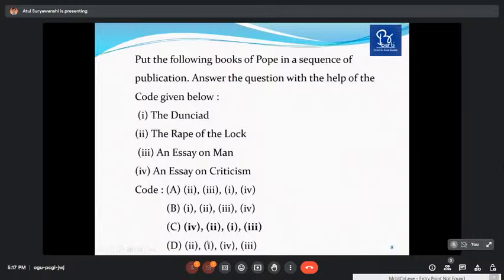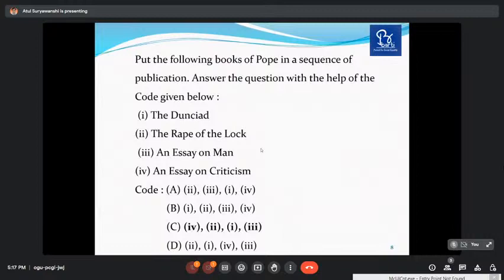As we are going to organize the works in a sequence, we should know the publications of the individual writer as well as the publication of other works also. So the fourth is the first one, An Essay on Criticism. Then second, The Rape of the Lock. Then first, The Dunciad. Then third, An Essay on Man is the correct sequence.